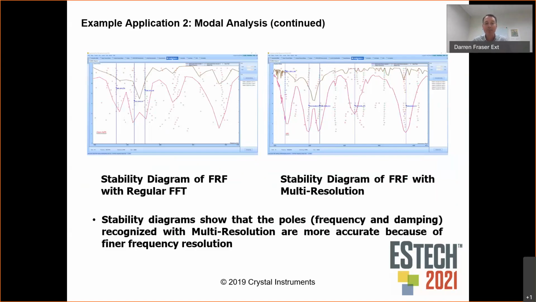I want to point out here that just because these poles are lining up better does not indicate that there is a resonant frequency here. It just simply suggests that multi-resolution will work to align the frequency and damping, or the poles that you receive from your data, so that if there were a mode, one of these pole alignments, the user would be able to call that out more precisely.